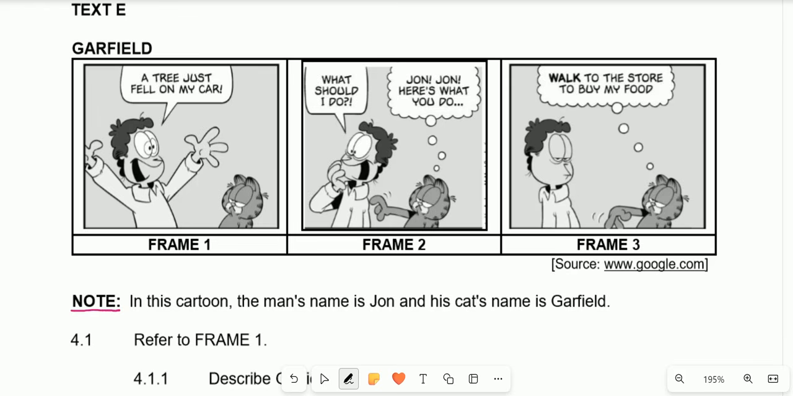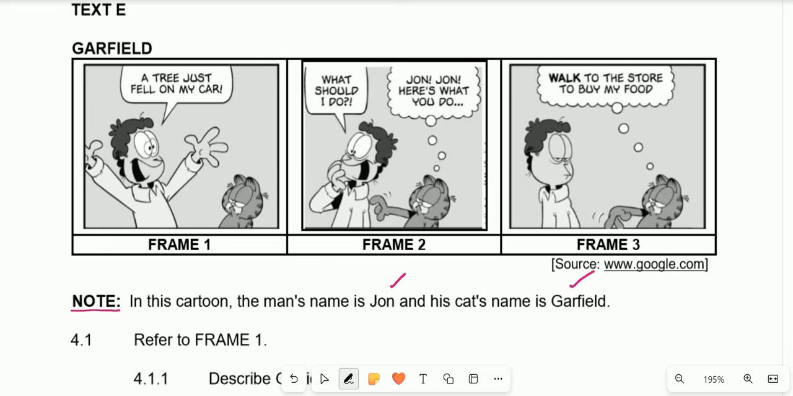In this cartoon, the man's name is John and the cat's name is Garfield. So we are going to read about John and Garfield. Garfield is a pet that belongs to John, so it is important to read this. Before you go to the questions, please make sure that you understand the storyline. A cartoon may be there to entertain, which is a humorous cartoon, I'm repeating.